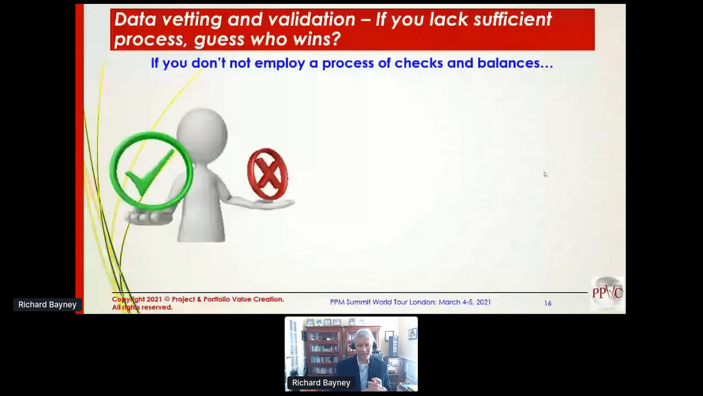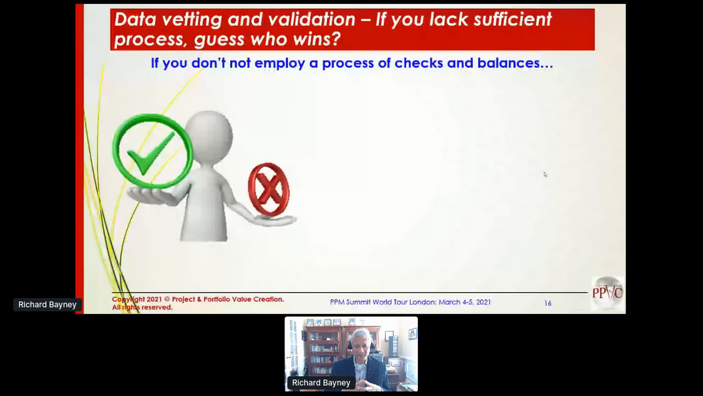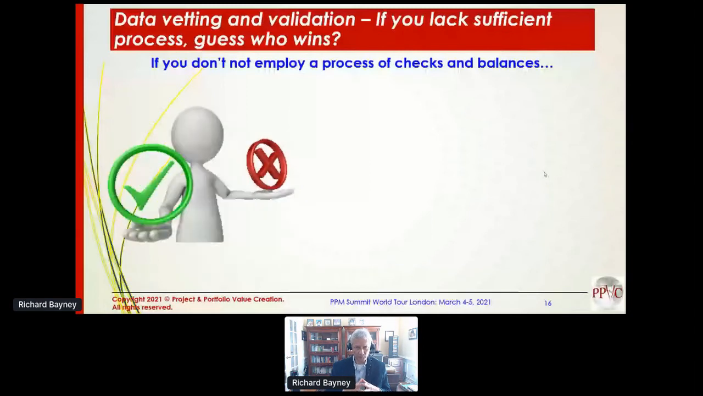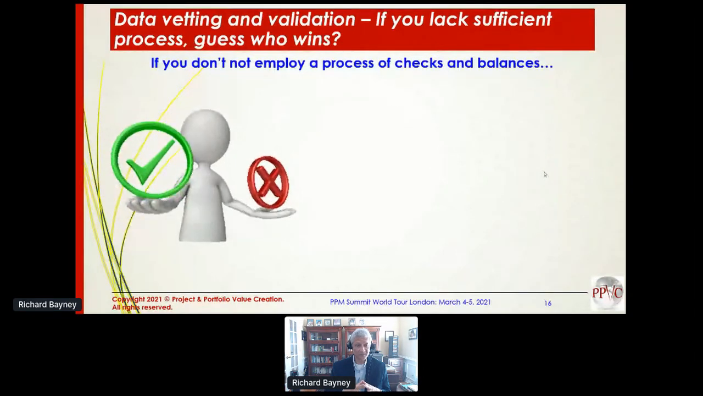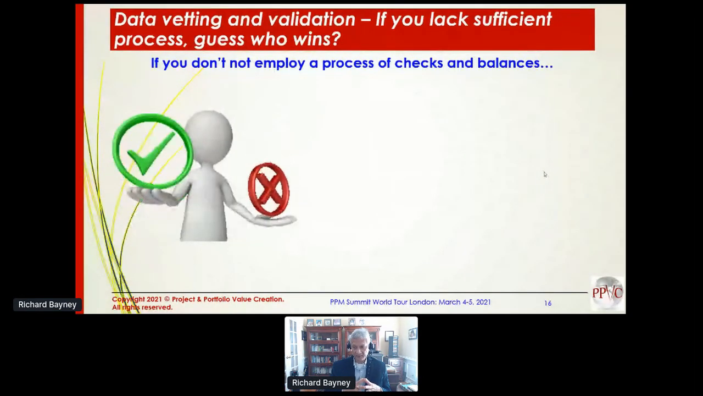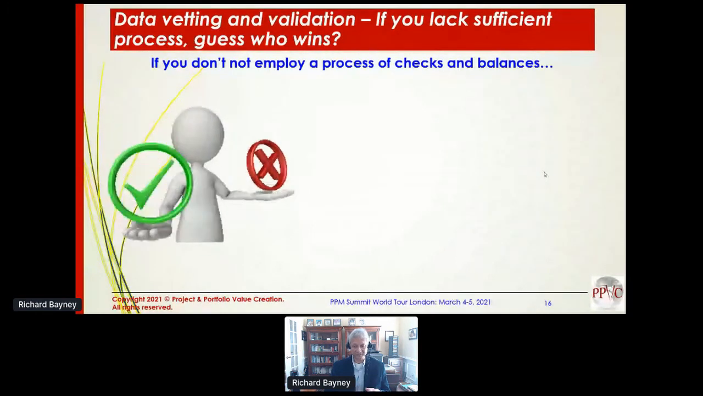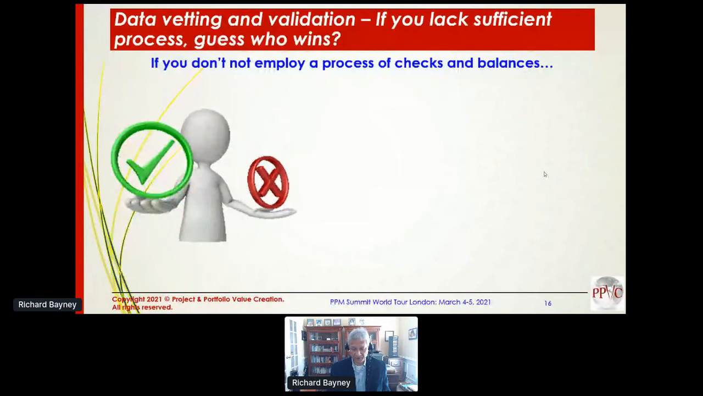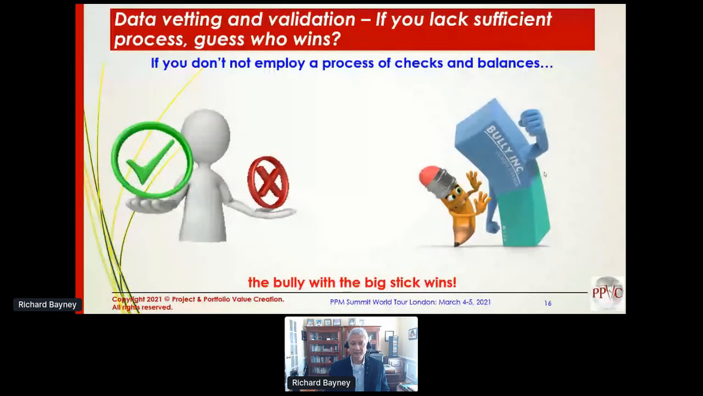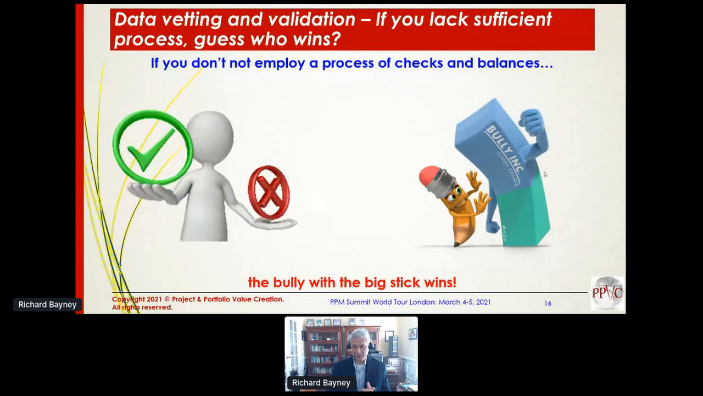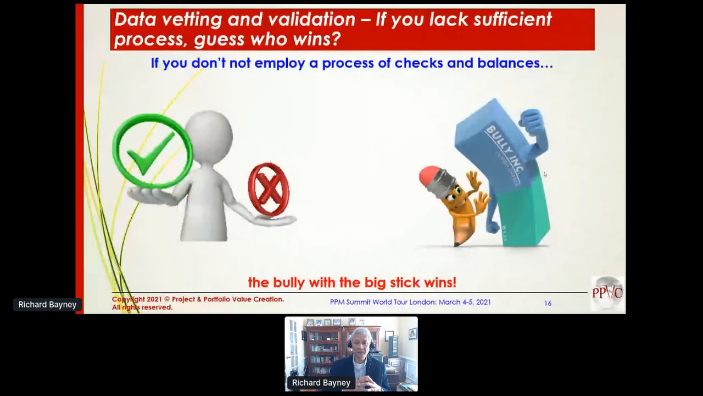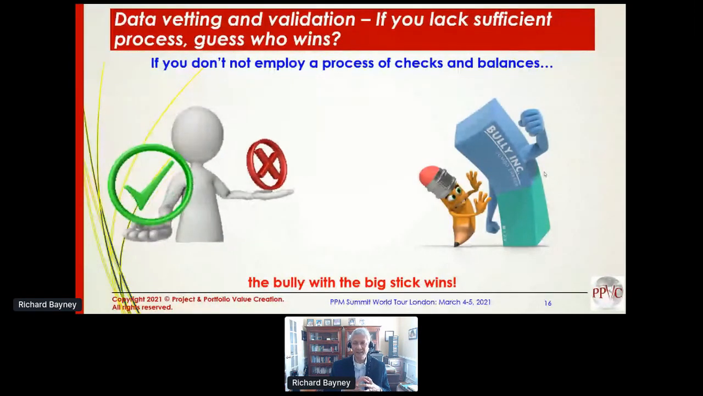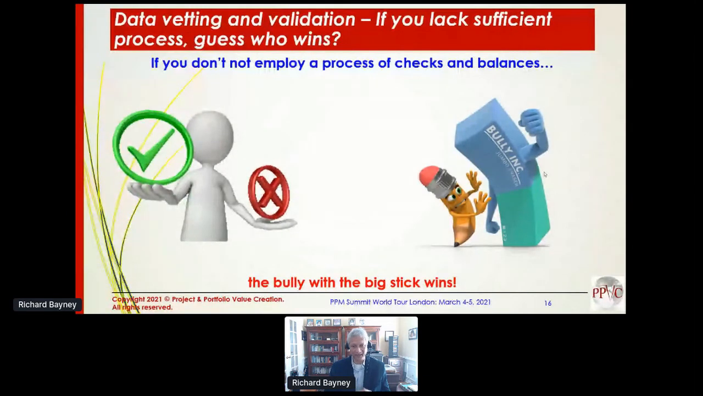Now, if you don't have data vetting and validation, if you don't try to minimize biases in the data of information that you are presented with, what happens? Who wins? Well, the simple fact of the matter is, and I'm confident I'm not the only one who has either been the victim of this or have in fact observed this, if you don't apply a process of checks and balances, invariably the bully with the big stick wins. This is what we should often try to avoid when we are trying to get the best data and information that we have at hand.